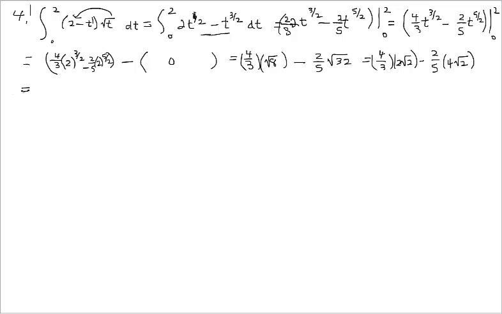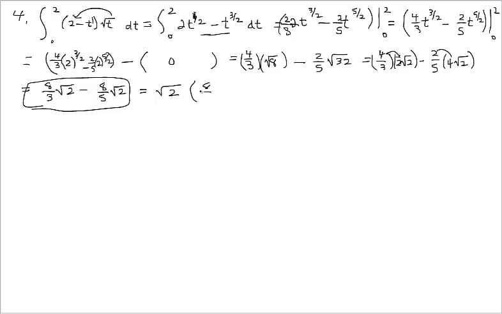A little bit of cleanup here. A little more cleanup. This becomes, when you multiply, 8/3 square root of 2 minus 4 times 2, which is 8/5 square root of 2. That's great. If you wanted to factor out a square root of 2, you could do that. Okay, I'm fine here, but I think you need to be aware of what else you could do, which is to factor out a square root of 2. So that would be 8/3 minus 8/5.